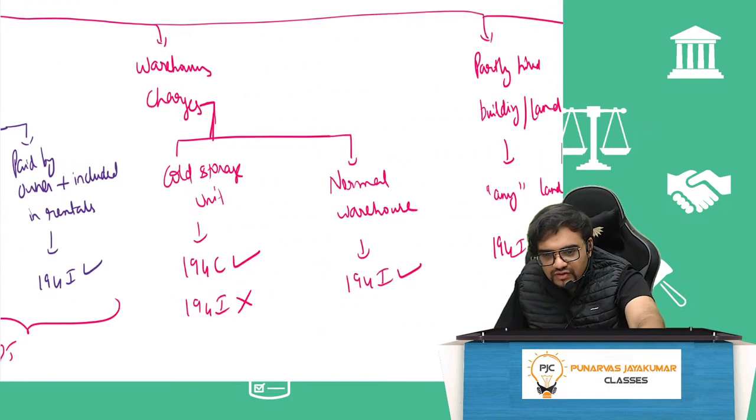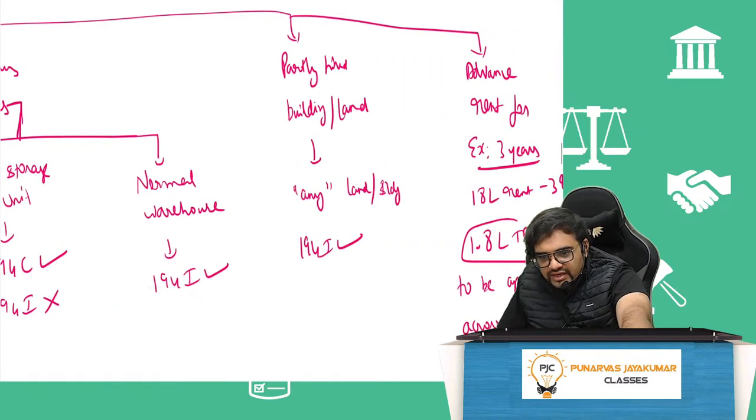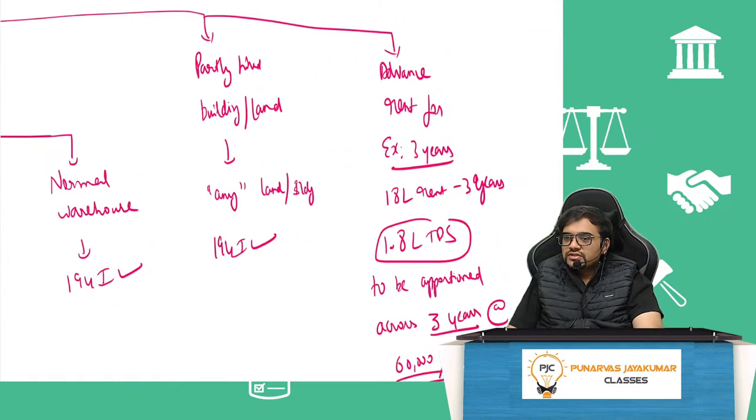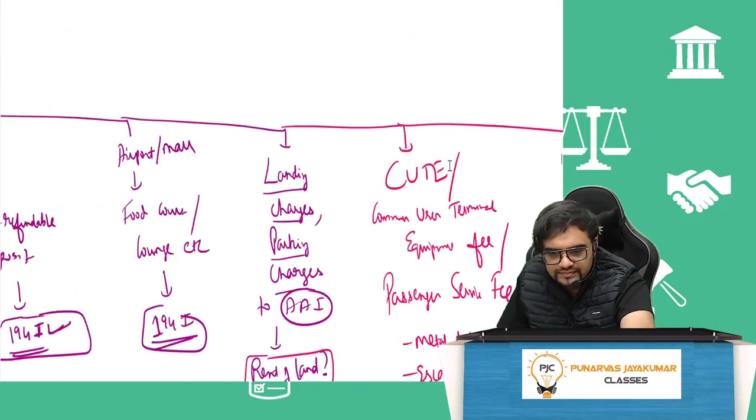Then warehousing charges, cold storage units, I already told you, will come under 194C. It will not come under 194I. But a normal warehouse will come under 194I. If I have partly hired a building or land, the lawmaker uses the words any land or any building. Hence, 194I will come. If I have paid advance rent for 3 years, let's say every year is 6 lakh, so advance rent of 6 lakh into 3, 18 lakhs, the 1.8 lakh TDS will be apportioned across 3 years, 60,000 per annum.